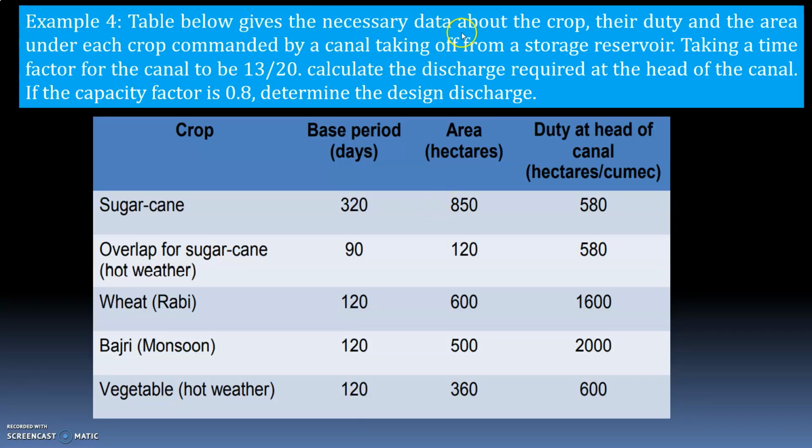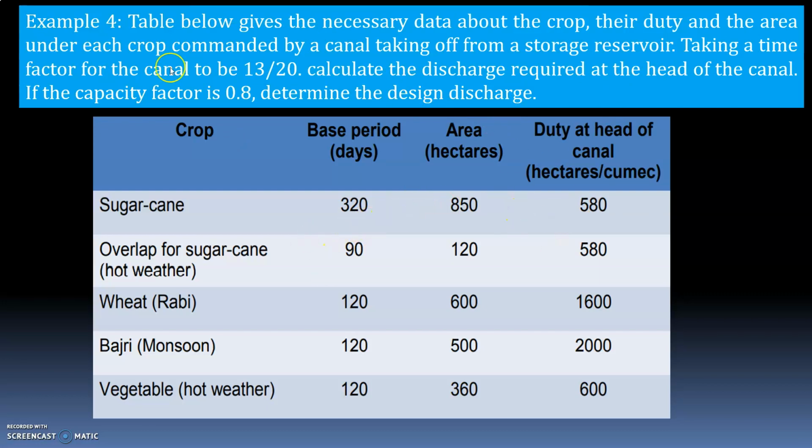Table below gives the necessary data about the crop, their duty, and the area under each crop commanded by a canal taking off from a storage reservoir. Taking a time factor for the canal to be 13 divided by 20, calculate the discharge required at the head of the canal. If the capacity factor is 0.8, determine the desired discharge. So you have to calculate the discharge here.